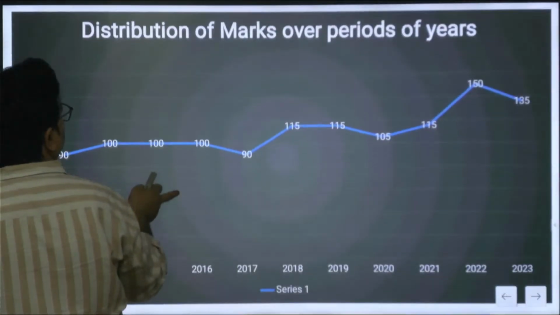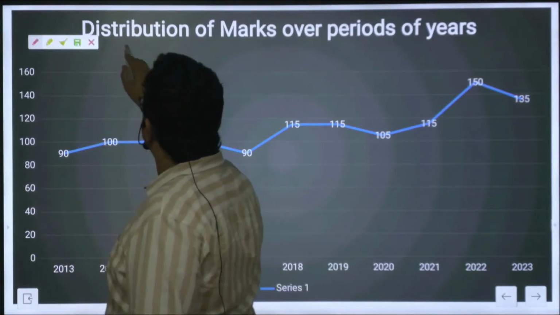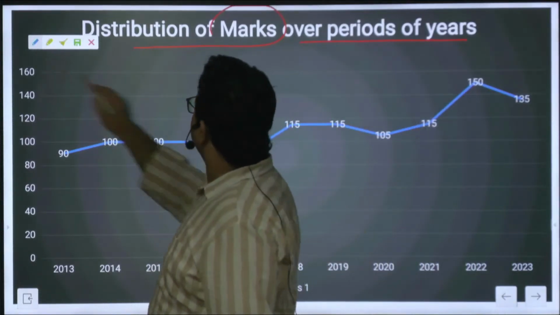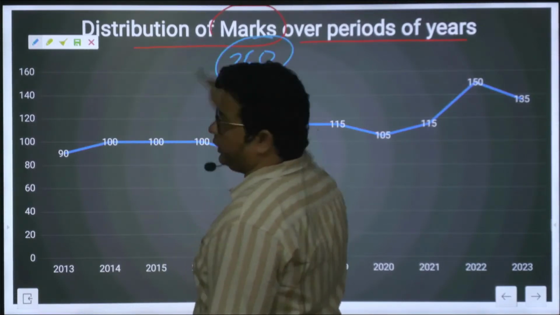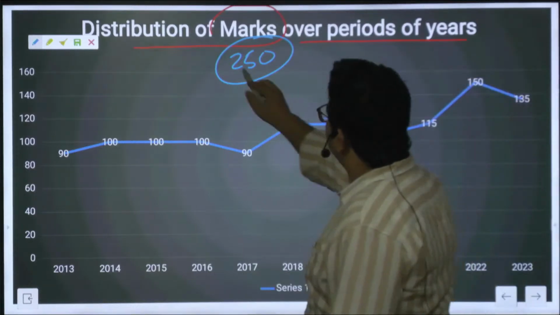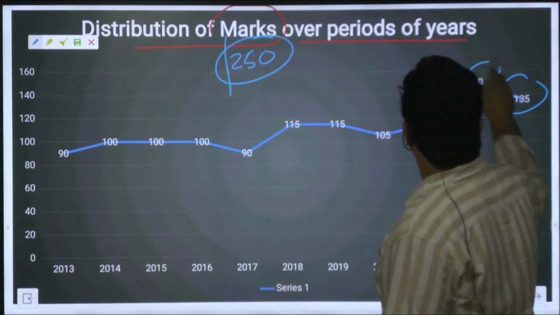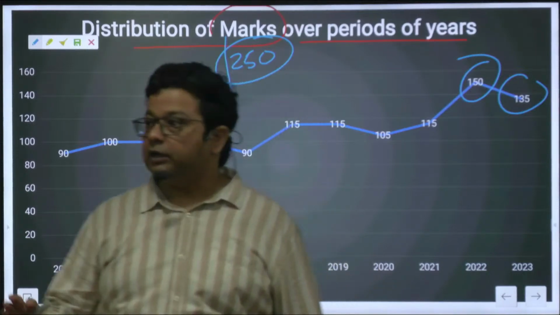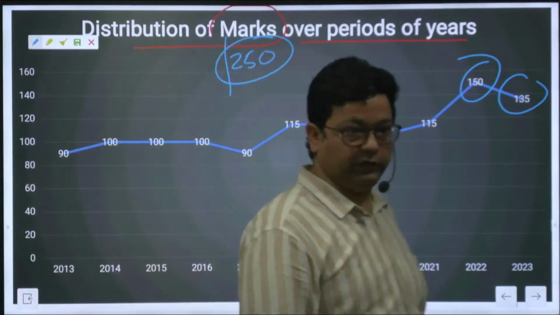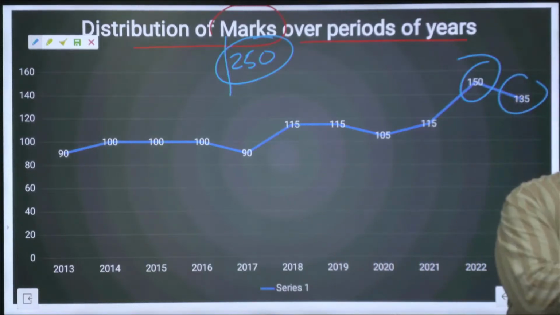If I give you the options of distribution of marks over the period of years, what does distribution of marks mean? Distribution of marks out of 250, the weightage of polity and constitution in paper 2. It is almost 50% of that. Starting with 90, it has been 150 or 135. That is, more than 50% of the paper 2 questions are coming from the constitution and polity topic, which again makes it an important section to score in the examinations.